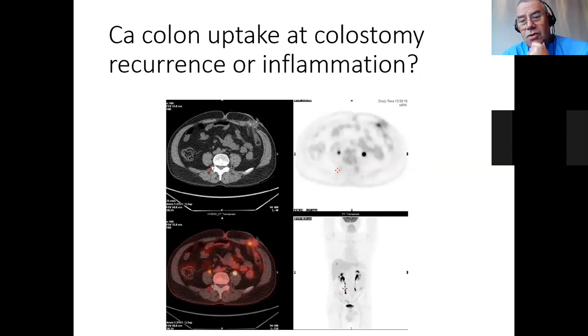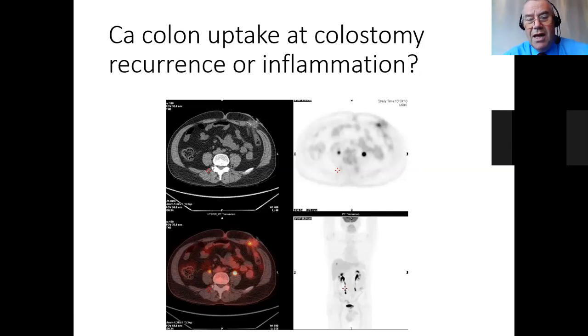So here we have a patient who has had a colostomy. What tends to happen is that patients with large recurrences will have a bit of the colon removed. They may have a defunctioning colostomy, and then at some point in the future, if they remain disease-free, they may then have that colostomy reversed.